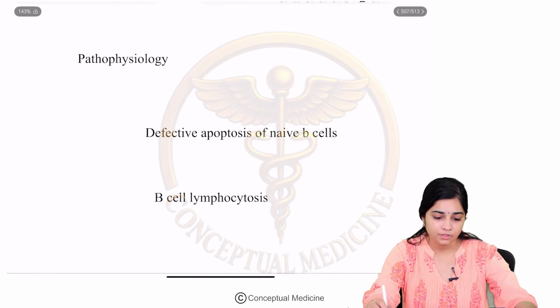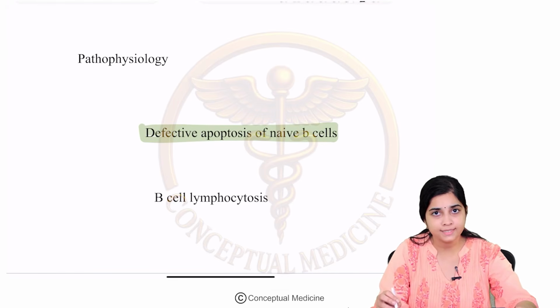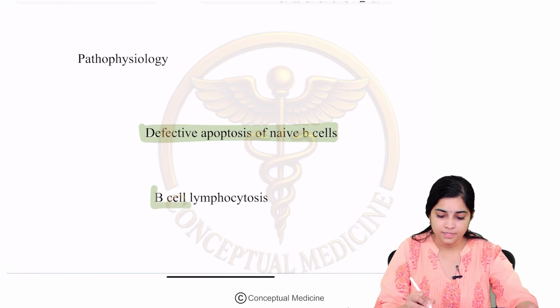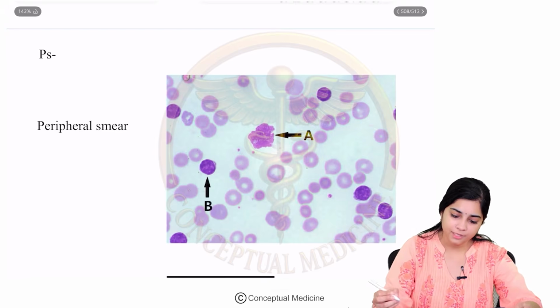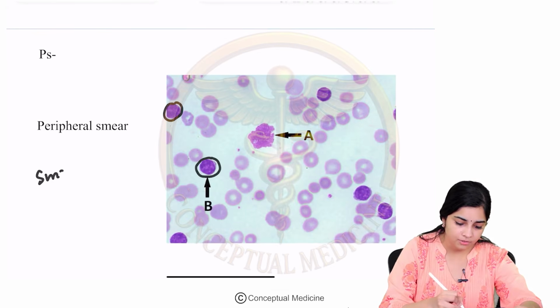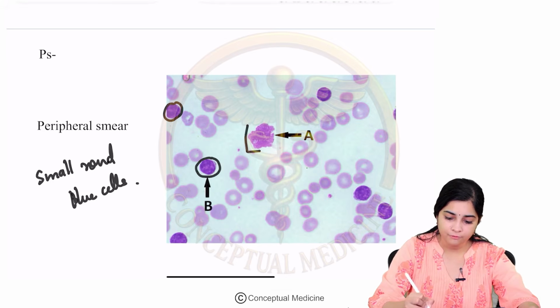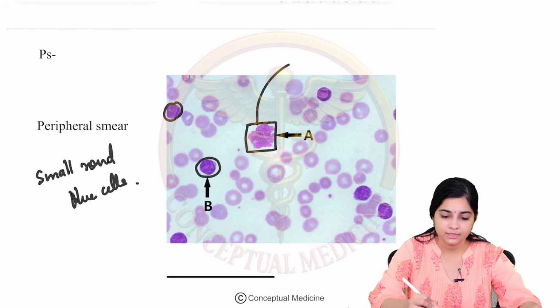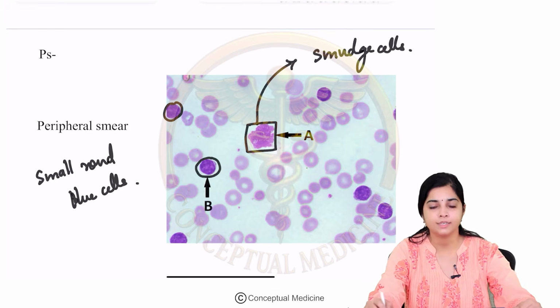So what is the pathophysiology? Here the pathophysiology that we should know is that there is a defective apoptosis of naive B cells. Because of this defect in the apoptosis, the B cell lymphocytes usually increase in number and there is a B cell lymphocytosis. So let us look at the peripheral smear in CLL. You can find there are increased proportions of these small round blue cells, or a sheet of blue cells, and this is what is seen in CLL. And here you can see that while forming the smear, some of the cells get smudged, and this is what we call the smudge cells. Smudge cells is a characteristic feature which is seen in CLL.